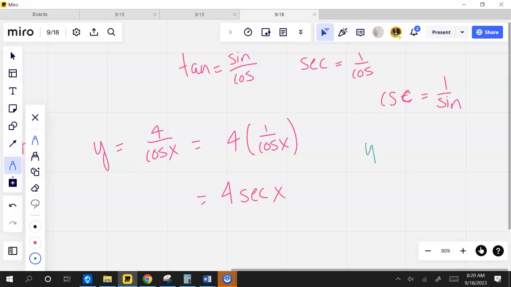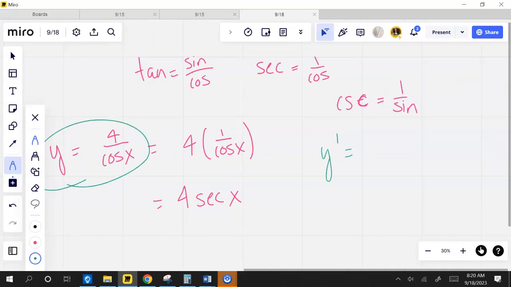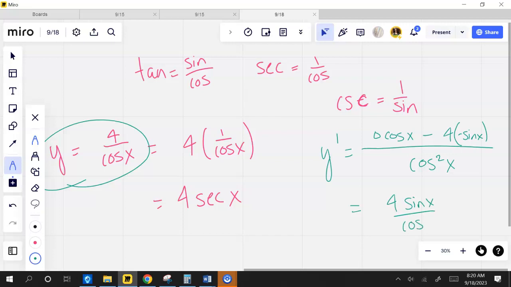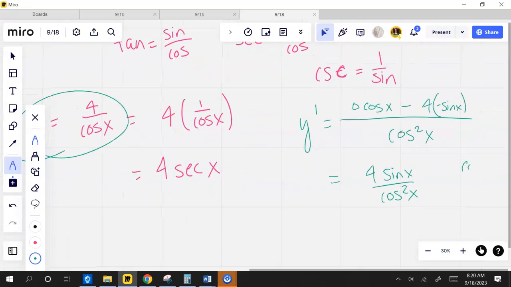So here, if I did the derivative just from this point, I do derivative of the top, which is 0, times the bottom, minus the top, times derivative of the bottom. What's the derivative of cosine? Negative sine x over the bottom squared, which will be 4 sine x over cosine squared x. You'll want to write it like this, because if you write it this way, it looks like the x is squared unless you do it like that. You can do it like that, and that's okay.